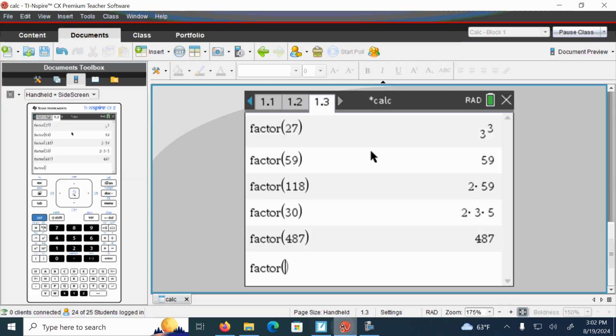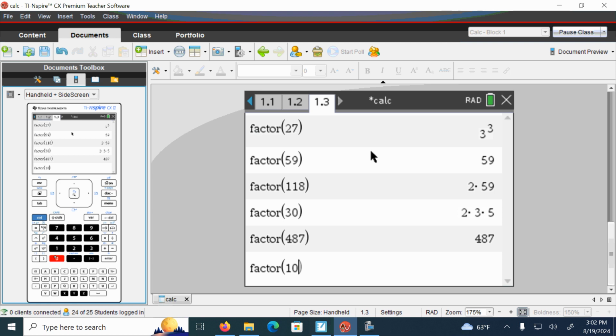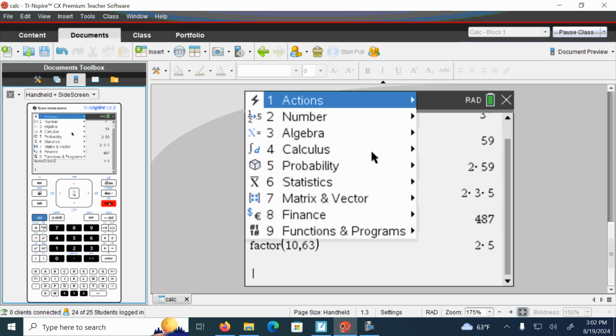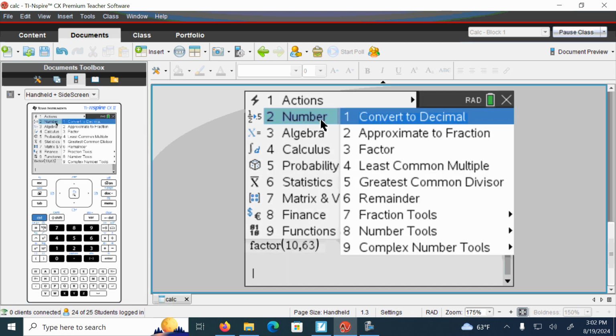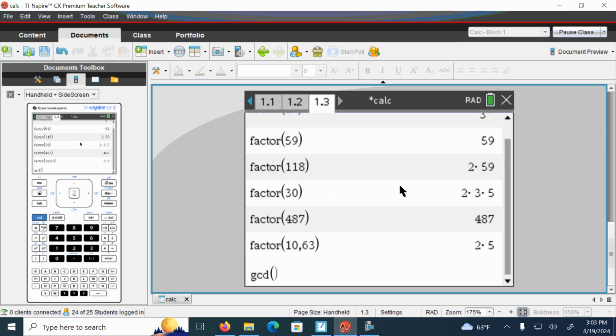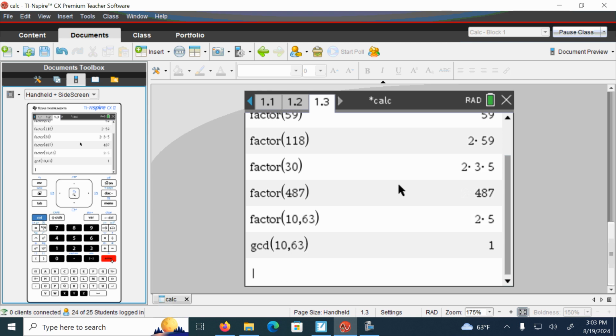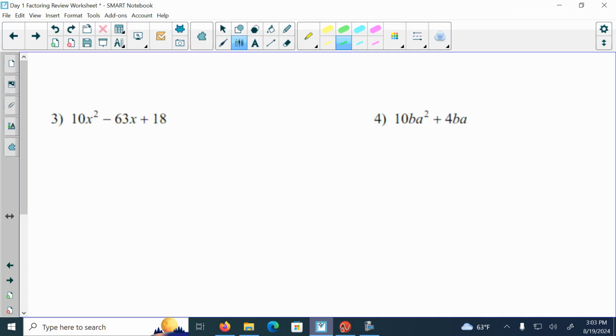So let's say I check 10 and 63. So I do 10, comma, 63, and hit enter, and then, oh, I'm sorry, I did the wrong thing. Menu, number, greatest common divisor, and then you would do 10, comma, 63, and then hit enter, and the greatest common divisor going to both is 1, which means you can't factor anything out.